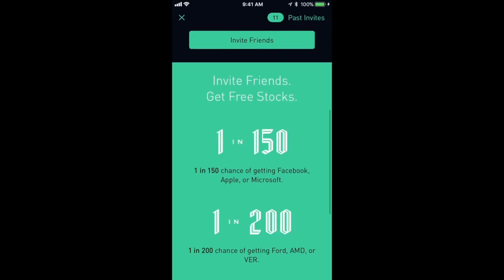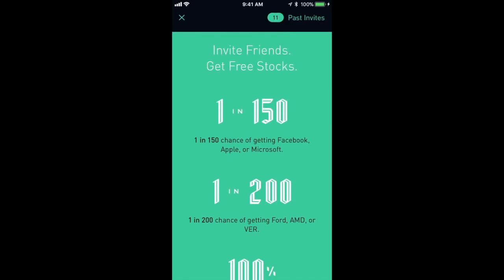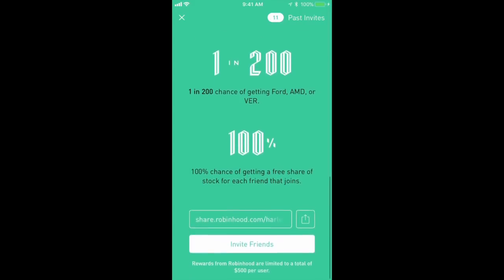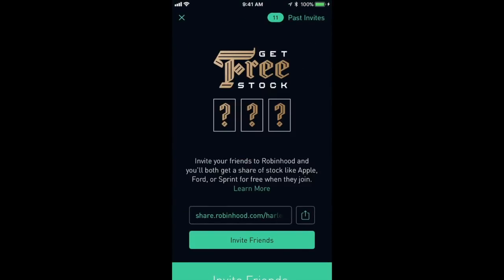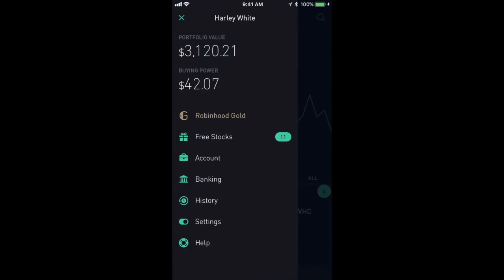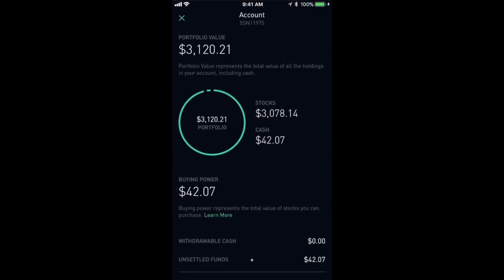So pretty simple. The stocks themselves, from what I've noticed, over about 20 free stocks, vary anywhere from $3 to $5. The highest one I've received has been Snapchat, which is about a $15 stock. You can keep sending these out up to a total of $500 in value, right? So if you do happen to get lucky and get something like a Microsoft or an Apple, that'll take a good portion of the $500. So let's go ahead and move on to that account.